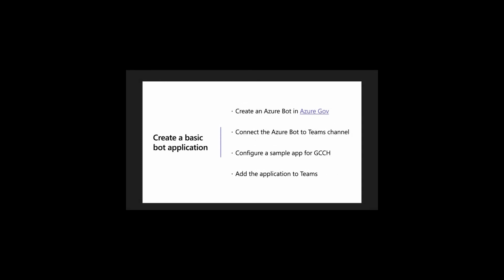Let's look at how you can create a basic bot application. So first, we'll create an Azure bot in Azure Gov. Then we'll connect the Azure bot to a Teams channel. We'll configure a sample app for GCC High environment, and then we'll add the application to Teams and see how that works. Let's see how this works live.